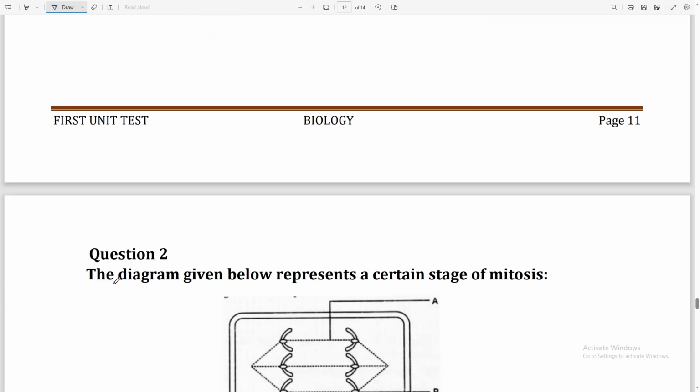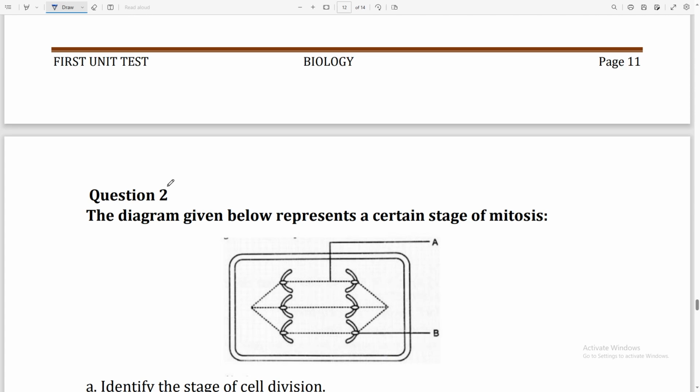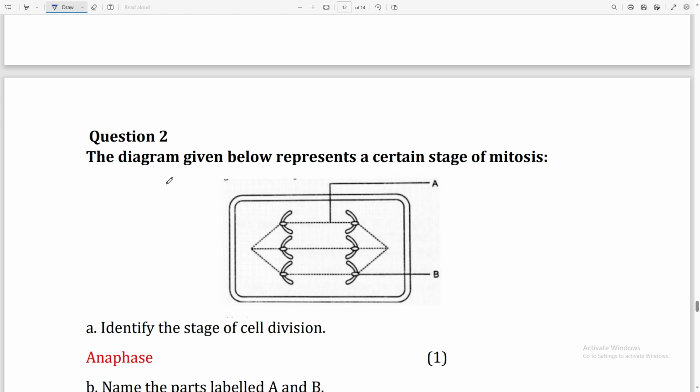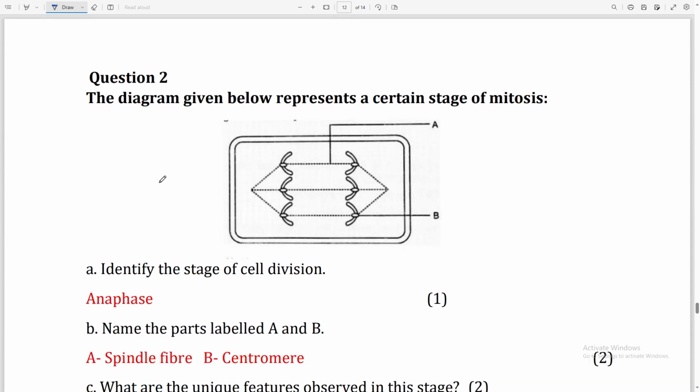Question number 2. The diagram given below represents a certain stage of mitosis. Identify the stage of cell division. This is anaphase. Name the parts labeled A and B. What is A and what is B? So, this is A, which consists of the spindle fibers, and B, this is the centromere of the chromosome.